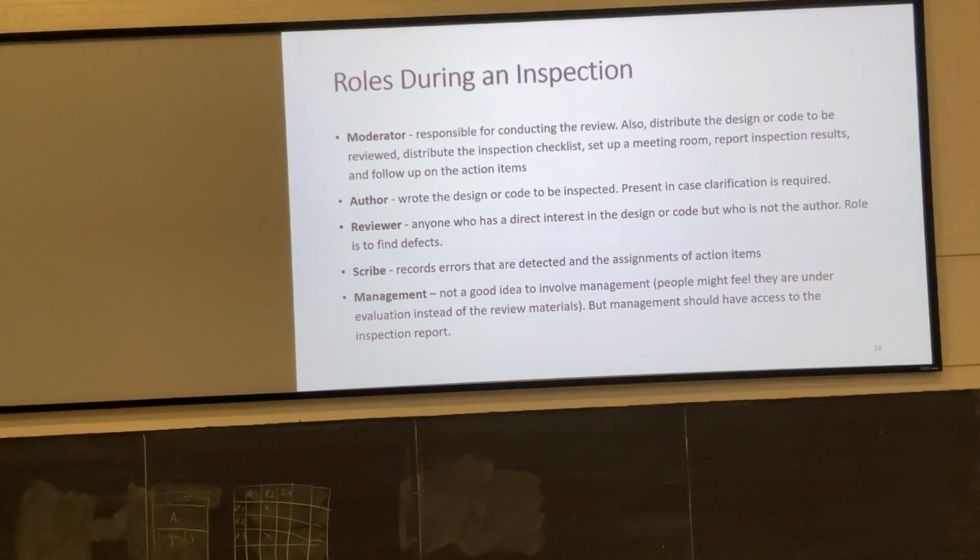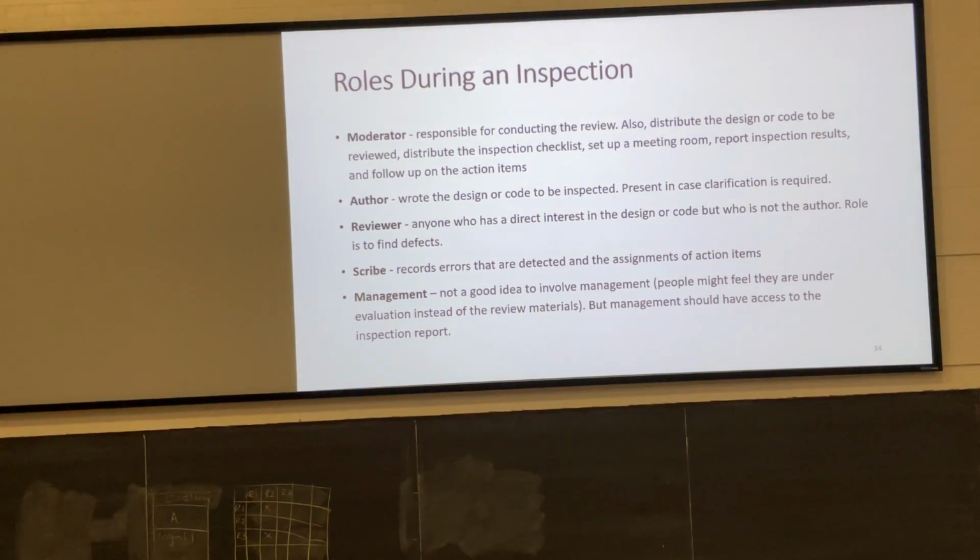A lot of different types of people are involved in an inspection. You're going to have somebody called a moderator. The role of the moderator is basically to conduct the review. He's like the review lead, the inspection lead. He's going to talk to the author. If you look at the second one, the author is the one who has something that needs to be reviewed, either some design document or some code, right? So the moderator is going to come to the author and say, hey, give me whatever needs to be reviewed.